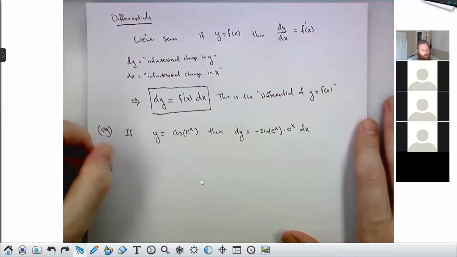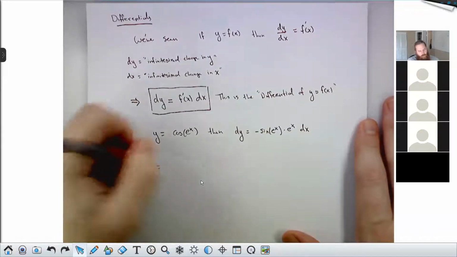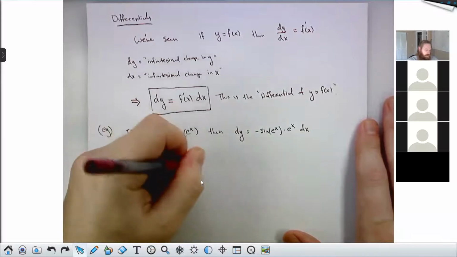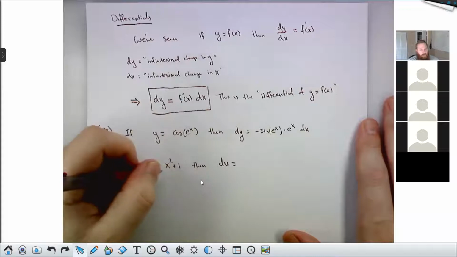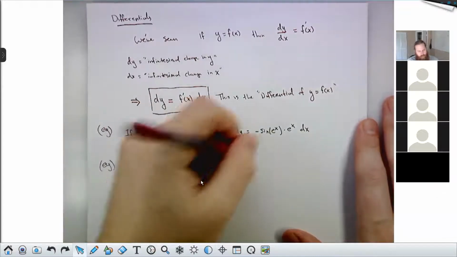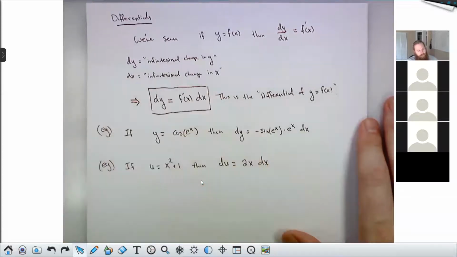Or if u was equal to x squared plus 1, then du, I differentiate this thing. The derivative of x squared plus 1 is 2x. So I would have 2x dx.